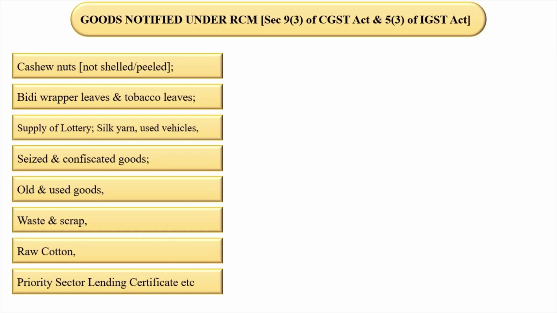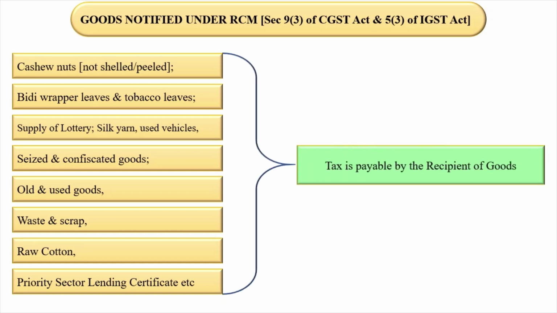So for all these goods, RCM is applicable and tax is payable by the recipient of the goods and not the supplier of the goods. So these are the different categories of goods under section 9 subsection 3 on which reverse charge is applicable. Now, services notified under RCM, section 9 subsection 3 of CGST Act and 5(3) of IGST Act.